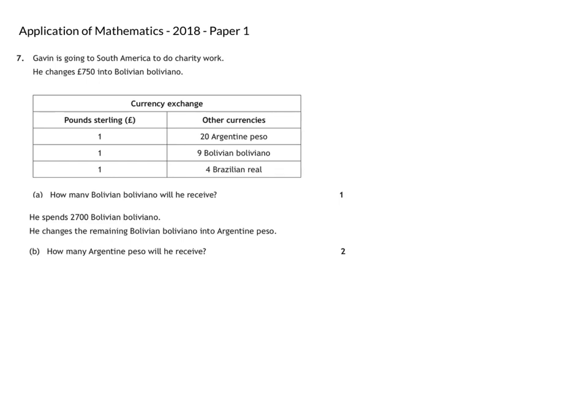So for part A, we are doing 750. And we're looking along here, so Boliviano is 9, so we need to multiply it by 9 to change to that currency. So 0 times 9 is 0, 5 times 9 is 45, so we put the 5 and we carry the 4. 7 times 9 is 63, add the 4 is 67, so 6,750. So he will receive 6,750 Boliviano.